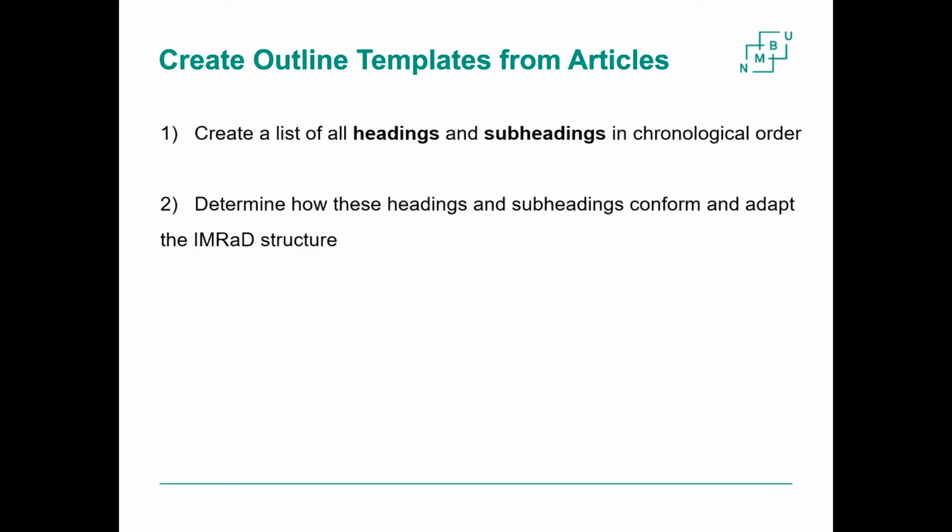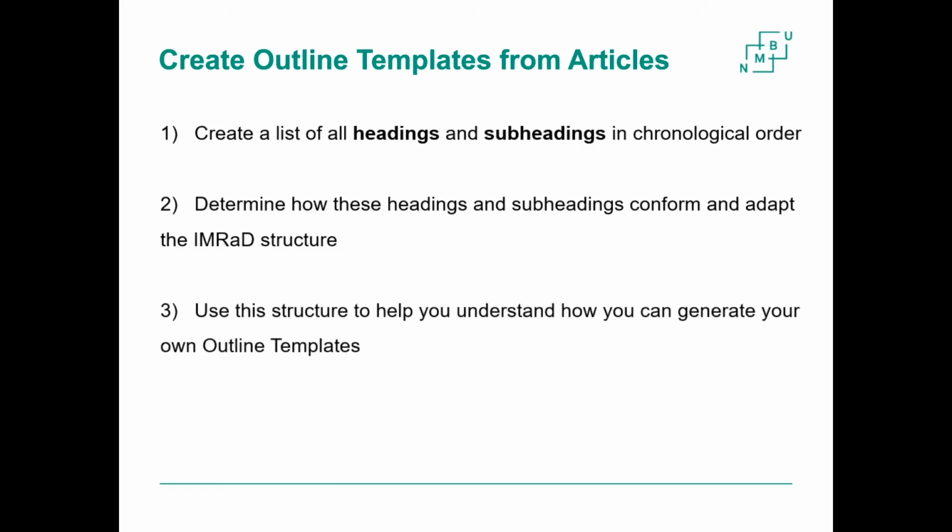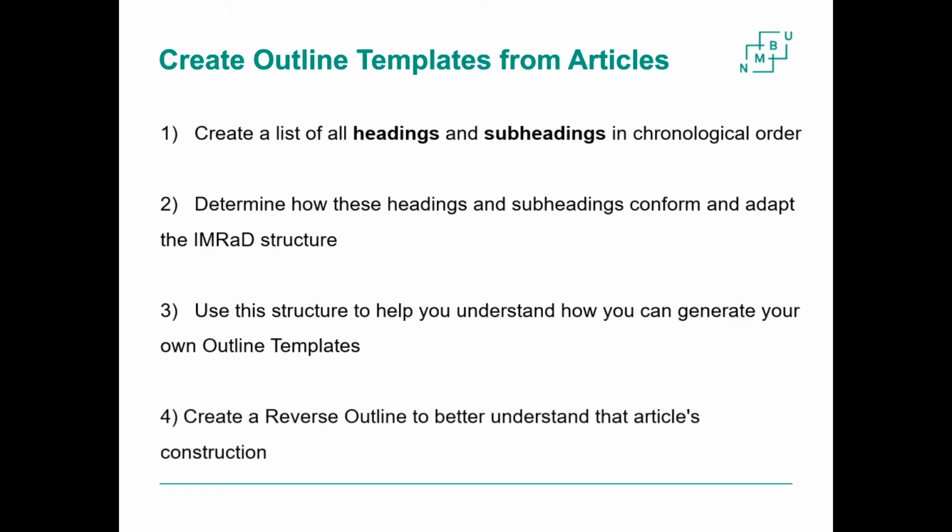article. Try then to determine how these headings and subheadings are conforming to the IMRaD structure while also adapting or modifying that IMRaD structure. See how you can identify what they add or what they change and how it would fit under the introduction, methods, results, discussion. And then you can use this structure to help you understand how you can generate your own outline template for your own writing. And then in addition, we can also create a reverse outline to better understand how the article is constructed at a paragraph and section level.